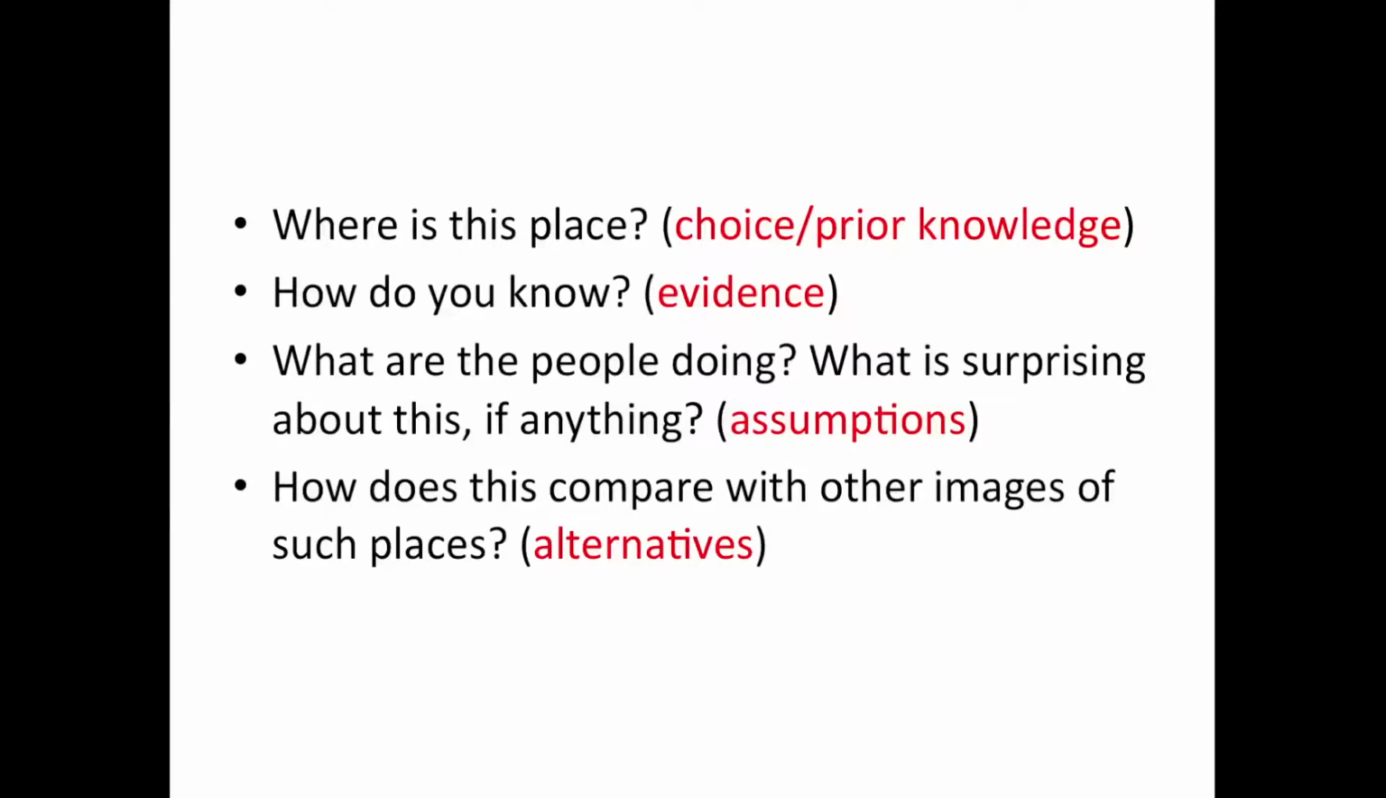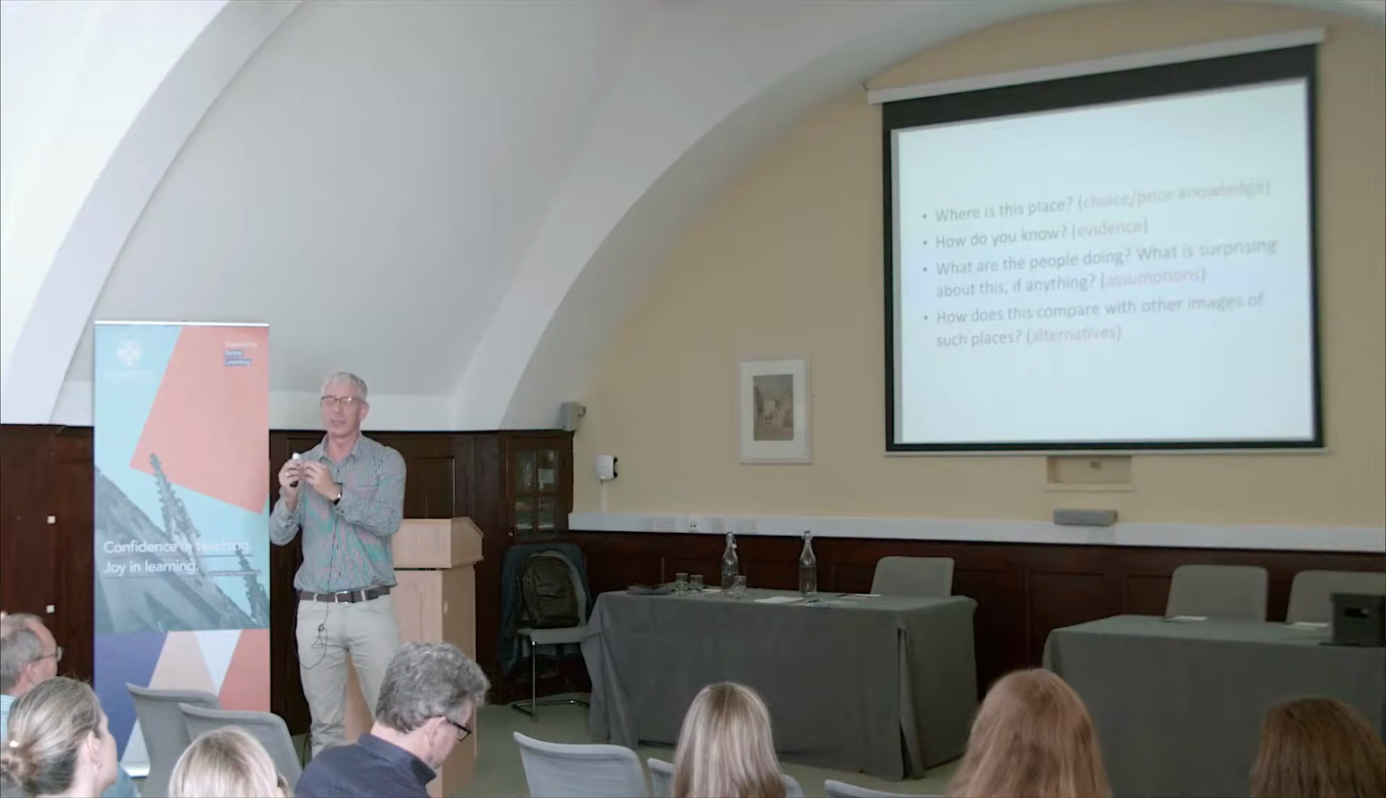What's in red are basically the central tenets of critical thinking. So these are classic critical thinking questions. Where is this place? That would be working on choice, prior knowledge. How do you know? The evidence within the image that gives you the clues. What are the people doing? What is surprising? That's slightly leading. I'm asking you that there is an element of surprise there. It's a kind of clue, and that's also working with assumptions that you may have, previous assumptions. And this is the really critical question: how does this compare with other images of such places? In order to get to that, you have to identify what kind of place this is.